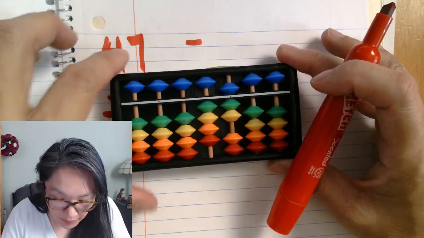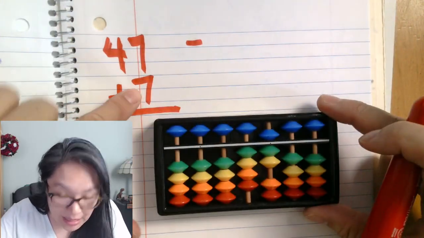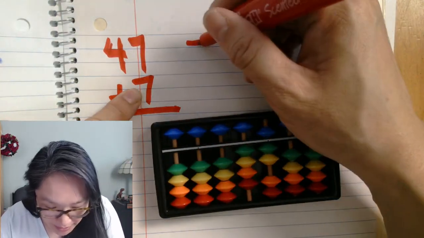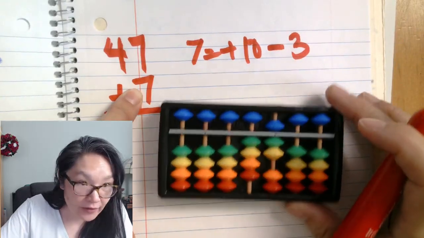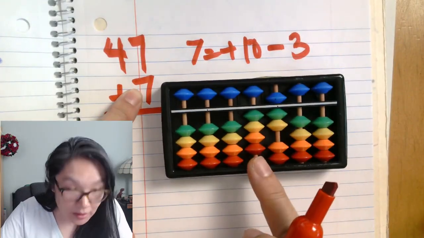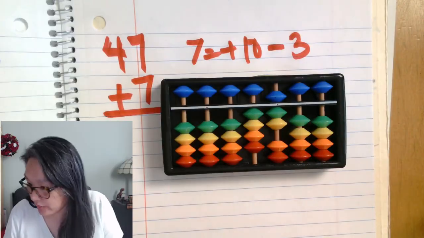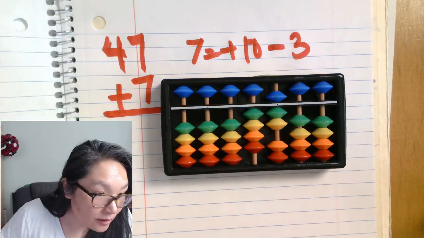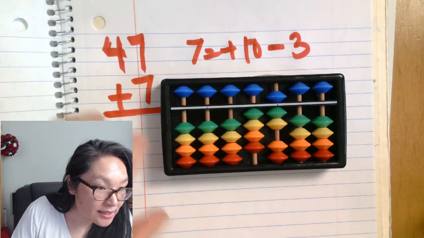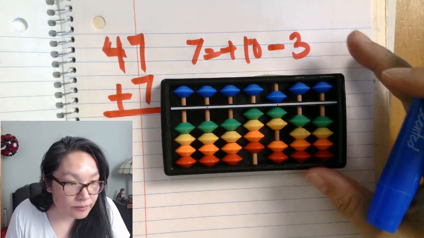Because look, if I have 47, that's not a problem. Now I want to add the 7. When I want to add the 7, it is plus the 10 minus 3. Okay, fine. I'm going to plus the 10. Ha! I can't plus the 10. Now what do I do? I have to go back. Can you multiply 2? Yes, I can.